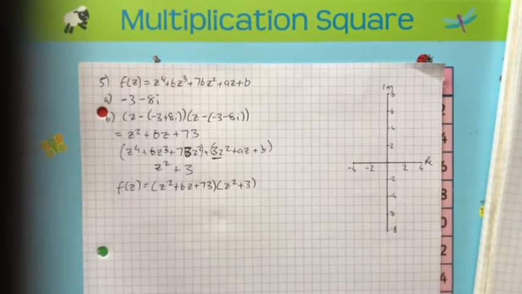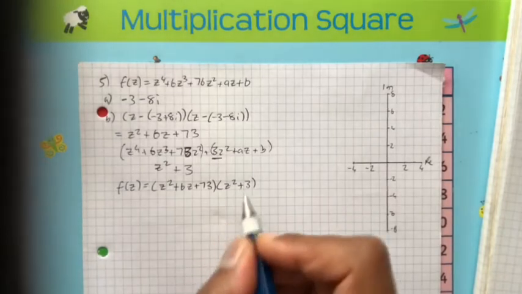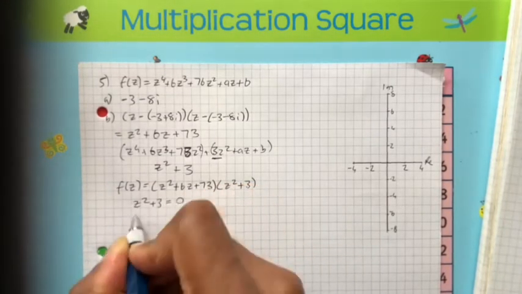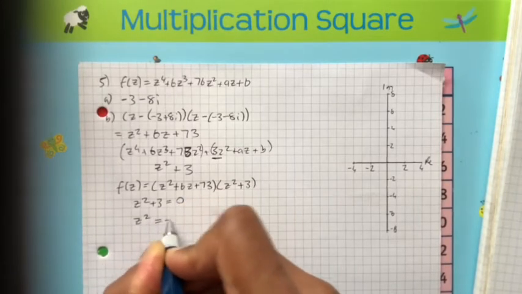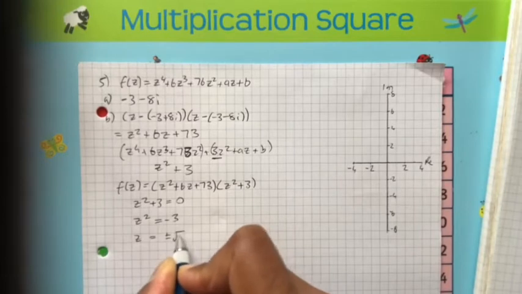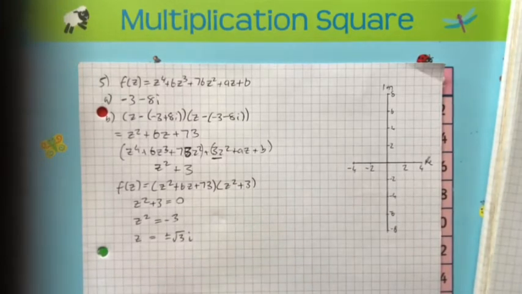So what we need is the solution for this part here. z squared plus 3 equals 0, z squared equals minus 3, so z is equal to plus or minus root 3 i. So there we have all 4 of our solutions: our 2 there, and the original one we're given, and our conjugate.